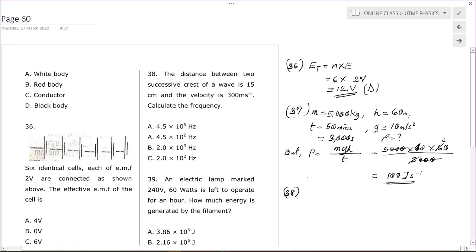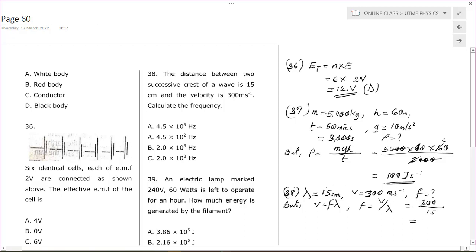It says that the distance between 2 successive crests of a wave is 15. That means the wavelength lambda is 15 centimeters, and the velocity is 300 meters per second. We have to calculate the frequency. All we know is that v equals f lambda, that is f equals v over lambda, and that's equal to 300 over 15.